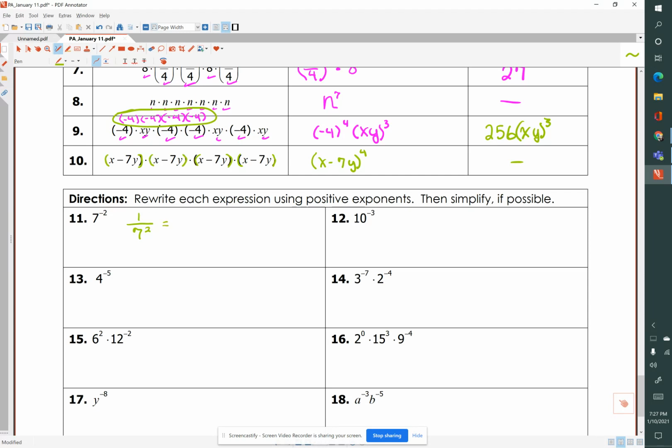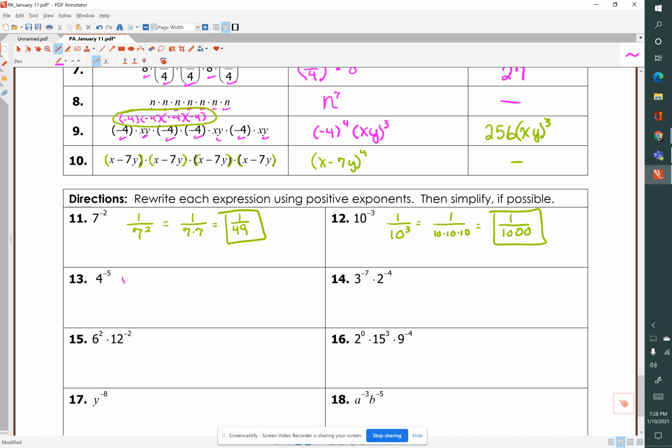So 7 to the negative 2 is 1 over 7 squared, which is 1 over 7 times 7, which equals 1 over 49. 10 to the negative third is 1 over 10 to the third, which equals 1 over 10 times 10 times 10, which equals 1 over 1,000. Number 13. Try 13 and 14 yourself and see what you can do. Then come back.